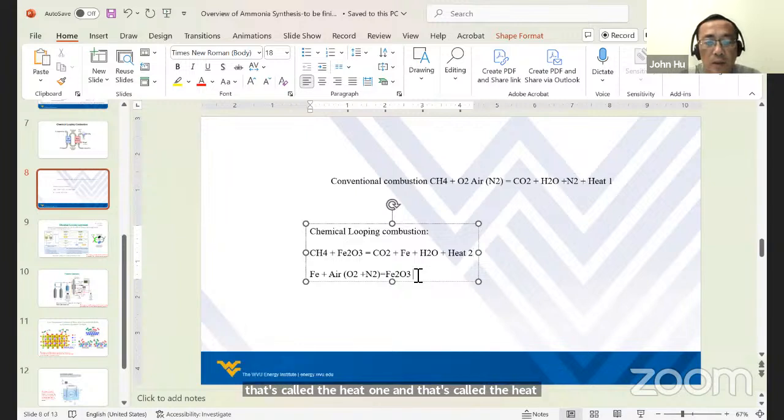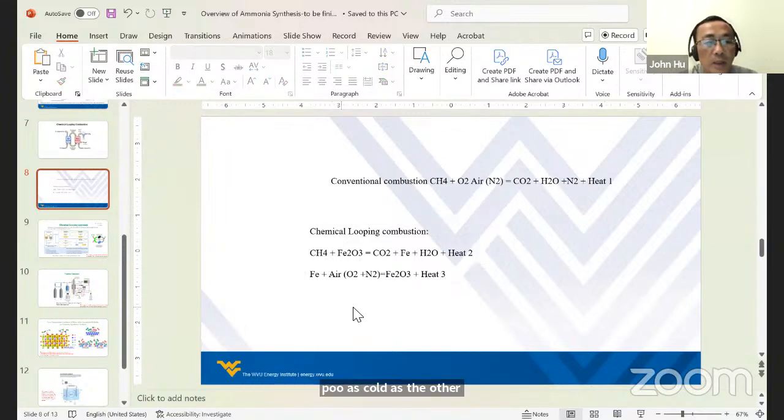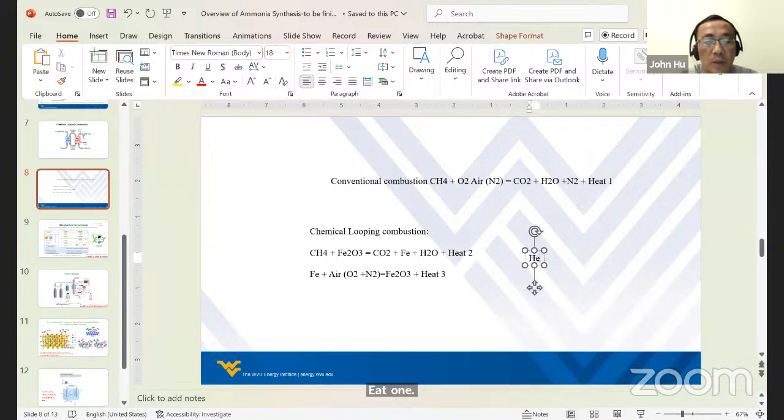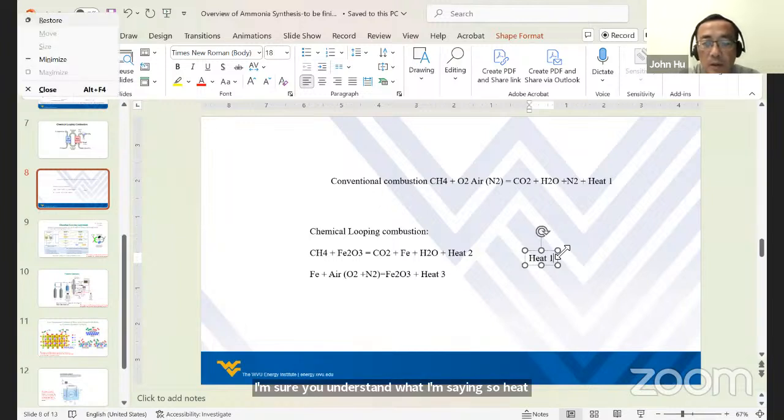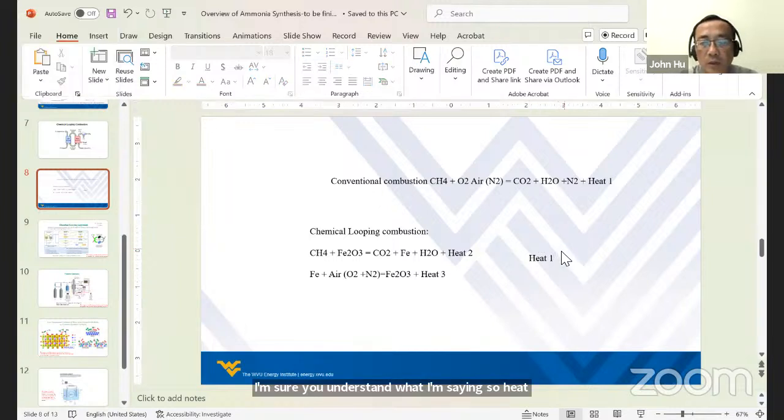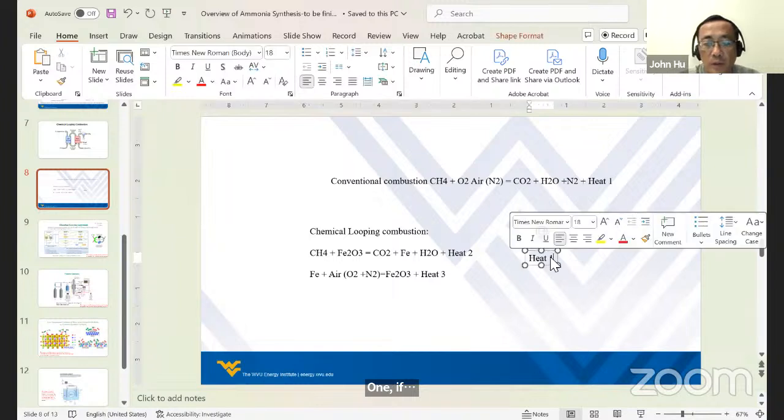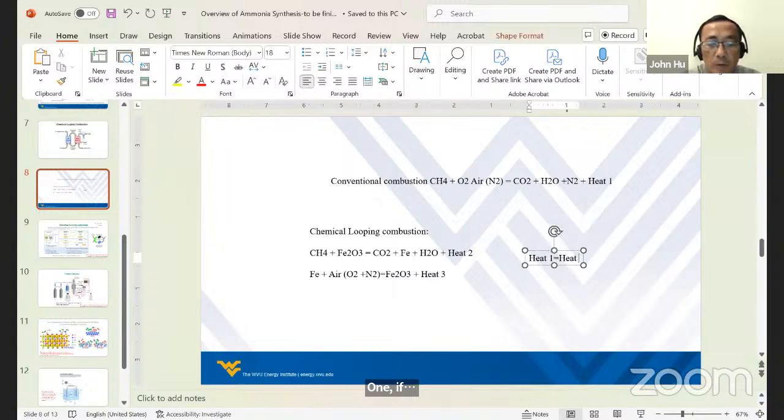That's called the plus heat 3. So basically, it's the same. So the heat 1, I'm sure you understand what I'm saying. So heat 1 equals heat 2 plus heat 3.